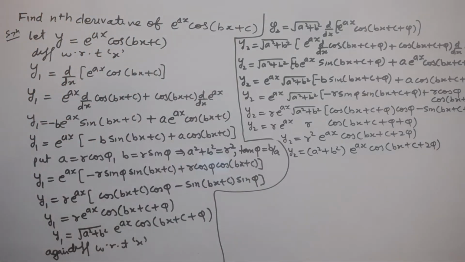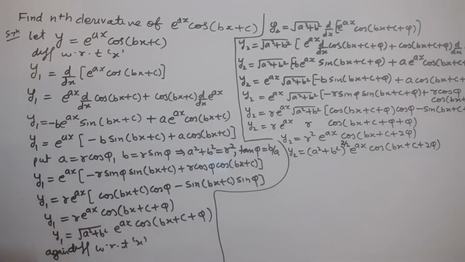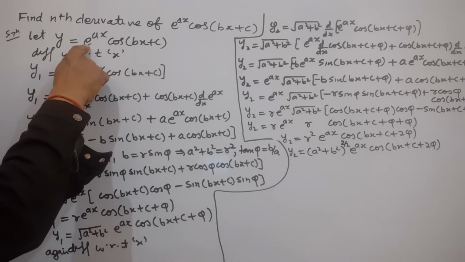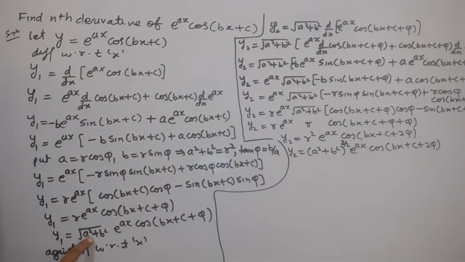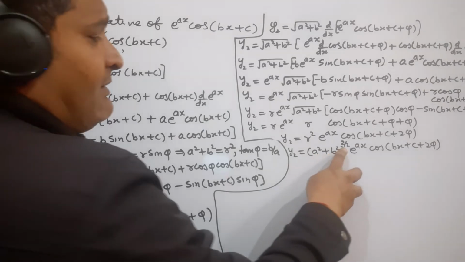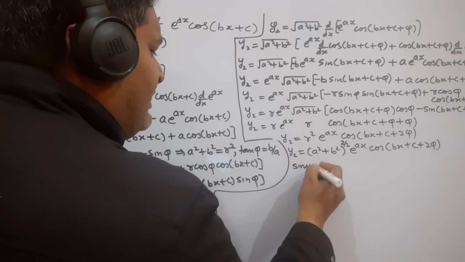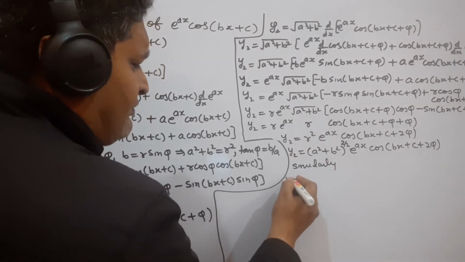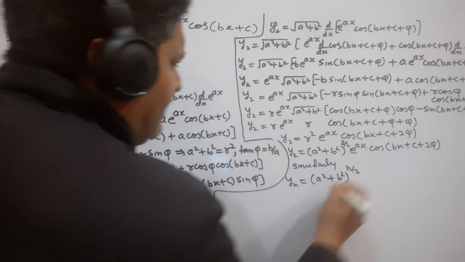Now this power of a square plus b square can be written as 2 by 2, because 2 by 2 is 1. So we know that when we differentiate e to the power ax multiplied by cos bx plus c one time, we get power of a square plus b square is equal to 1 by 2. When we differentiate 2 times, we get power of a square plus b square is 2 by 2. Similarly, when we differentiate n times, we get power of a square plus b square is n by 2.